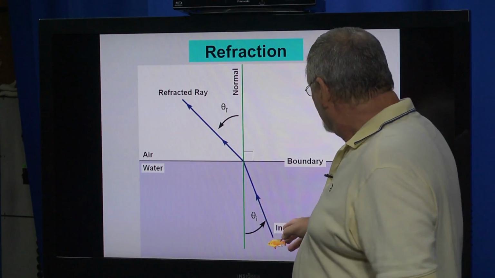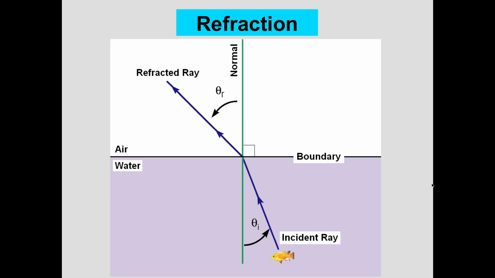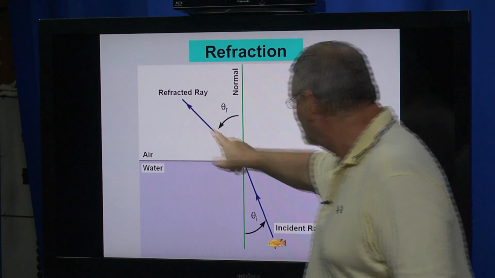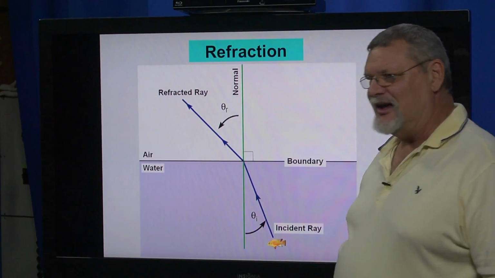So what this means is that if you're up here and you're trying to catch this fish, maybe with a spear or something, you see the fish down here. Because see, this is the direction of the light ray. So you think the fish is here, and yet the fish is actually there.